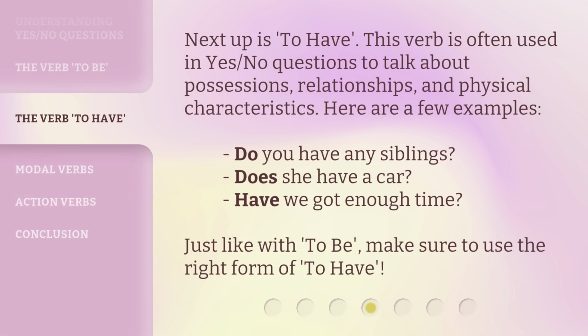Next up is to have. This verb is often used in yes, no questions to talk about possessions, relationships, and physical characteristics. Here are a few examples. Do you have any siblings? Does she have a car? Have we got enough time? Just like with to be, make sure to use the right form of to have.